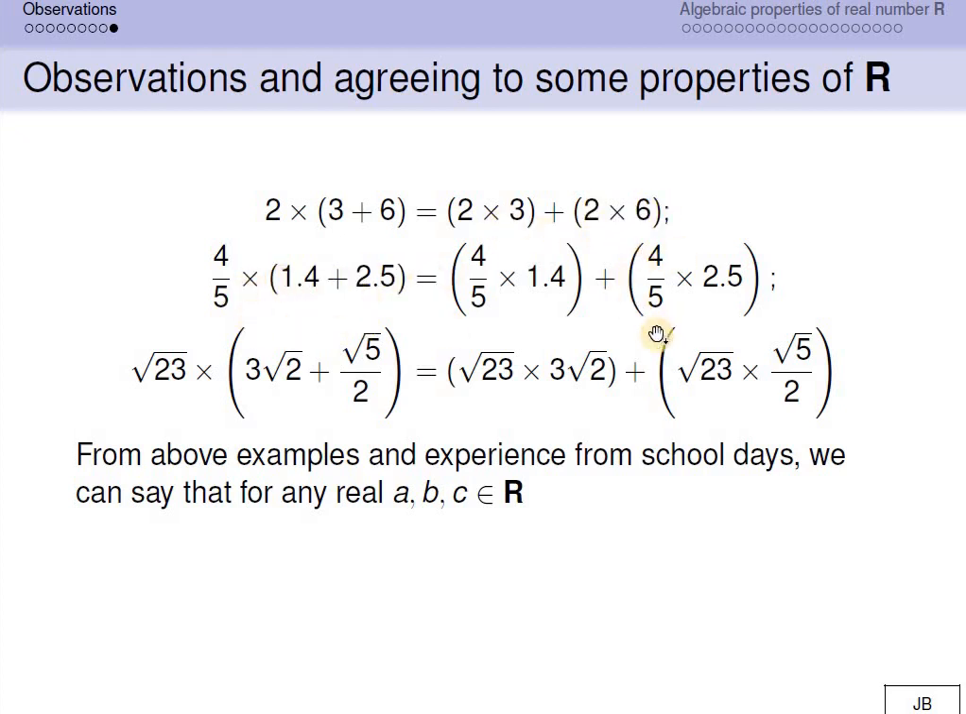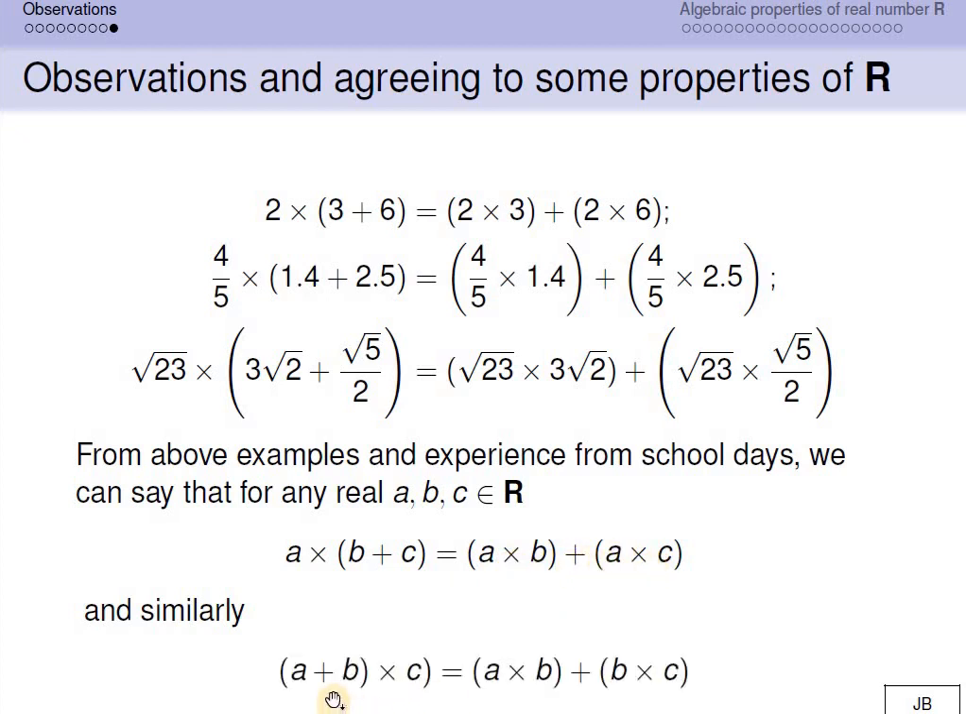Similarly, you can just say this thing. They will be equal. So from this, we can observe that for any three real numbers A, B, C, you have A into (B plus C) is A into B plus A into C. And similarly, you have (A plus B) into C is A into C plus B into C. We call this the distributive property over addition.